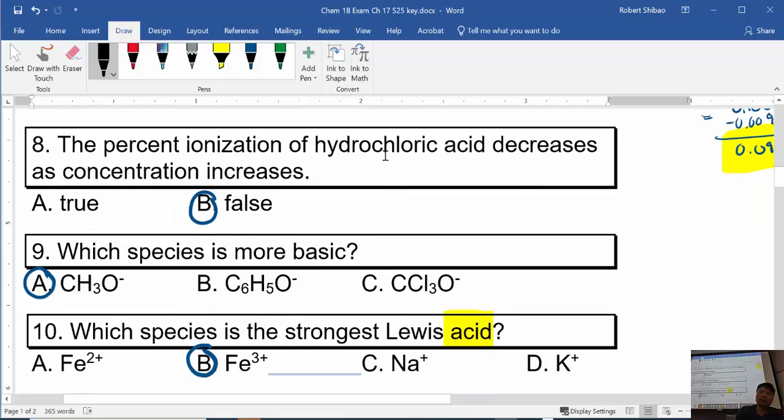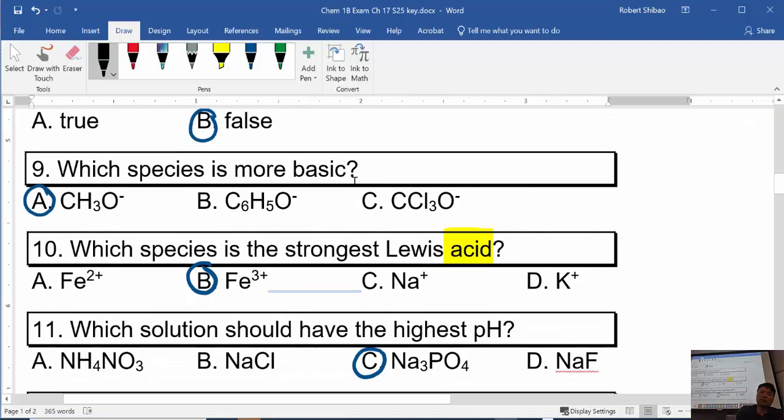The percent ionization of hydrochloric acid decreases as concentration increases. No, we treat the percent ionization of hydrochloric acid as 100% at all concentrations. It's a strong acid, and so K is very large. This is a one-way reaction. It doesn't behave like a weak acid.